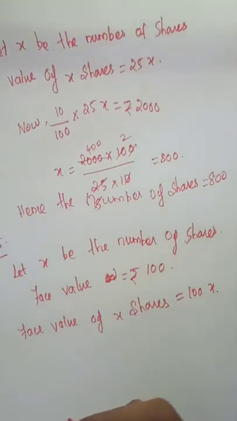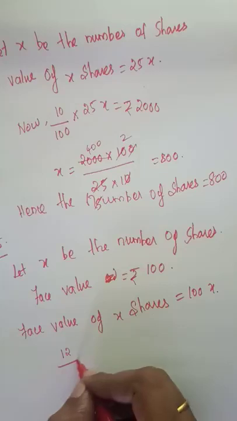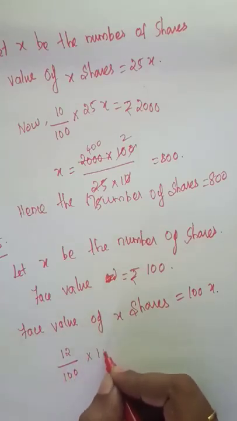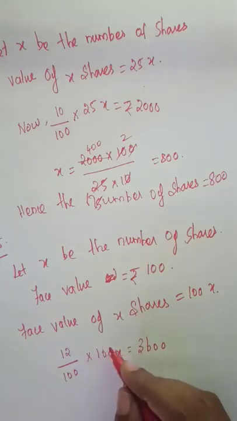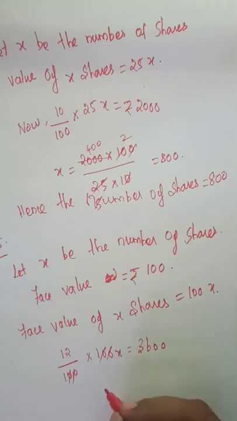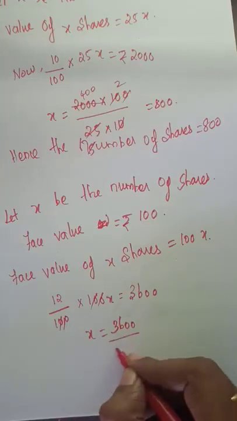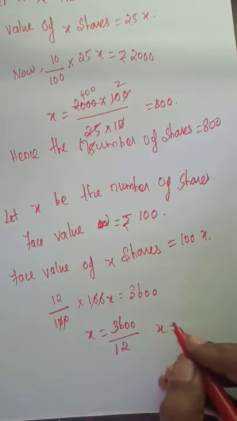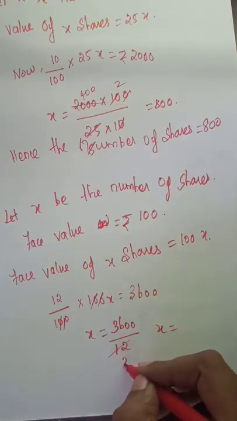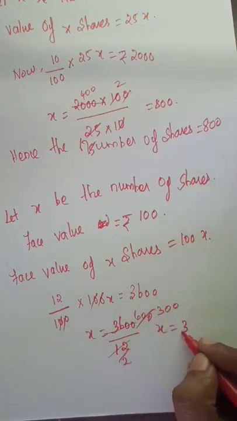From that, it's given 12% stock of face value 100. Annual income is how much? 3,600. According to that statement, 12% means 12 by 100 into 100x is equal to 3,600. So this will get cancelled. Bring this 12 here, so x is equal to 3,600 divided by 12. If we simplify, 6 table can do. 600, again cancel, 300. So x is equal to 300.